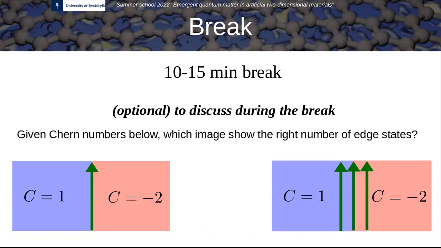Yes, right, wonderful. So the right interface between the two Chern insulators is the one that appears on the right, because of course the number of edge states that you have is just the difference between the Chern numbers between the left and the right.